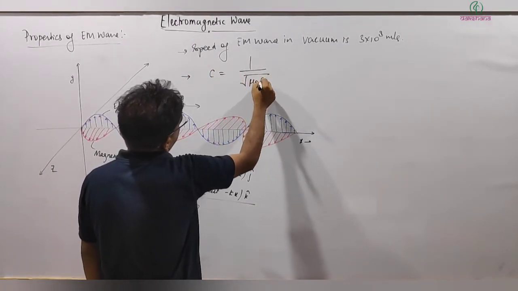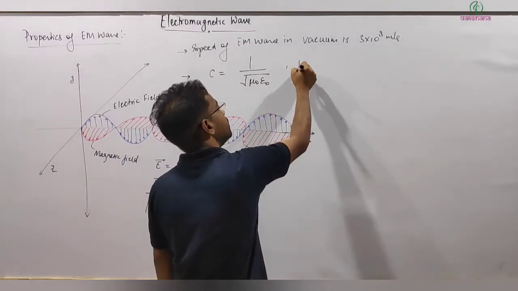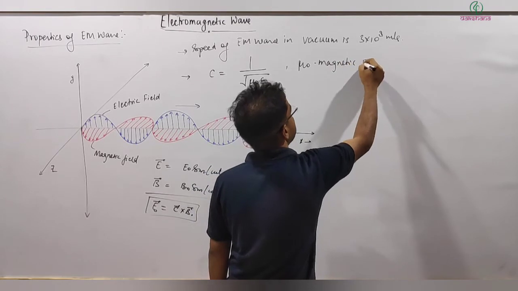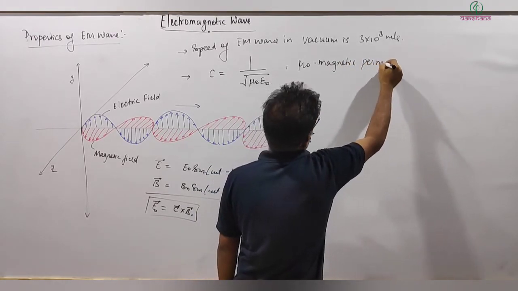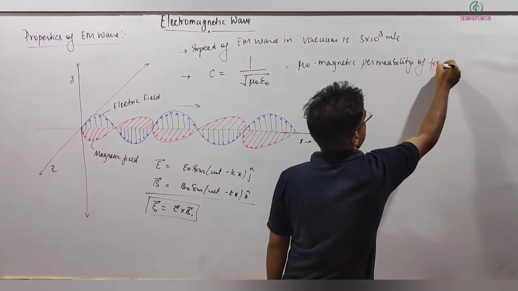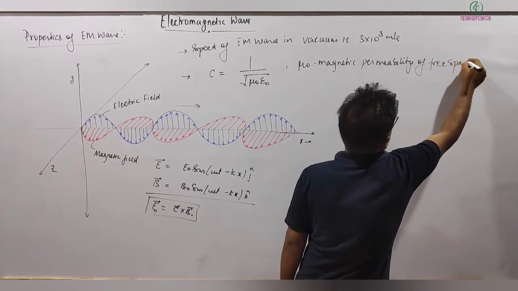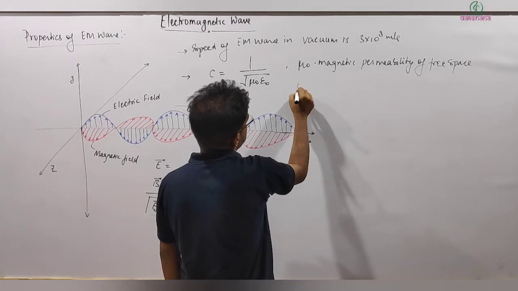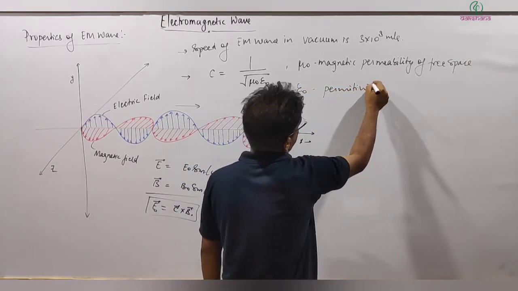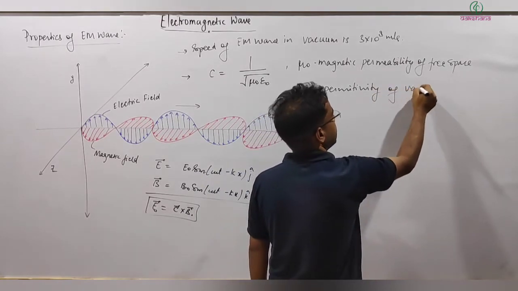It's 1 over the square root of mu naught into epsilon naught, where mu naught is the magnetic permeability of free space or vacuum. Similarly, epsilon naught is the permittivity of vacuum.